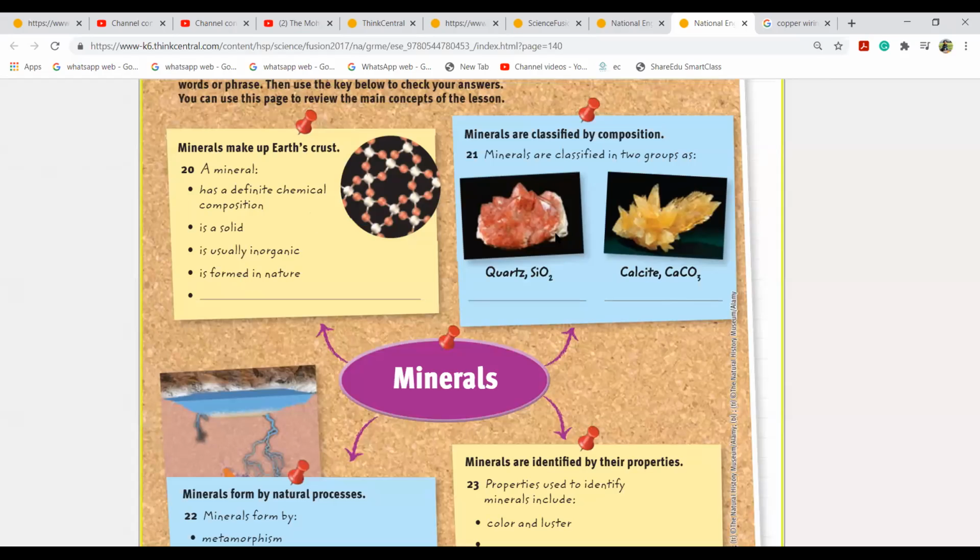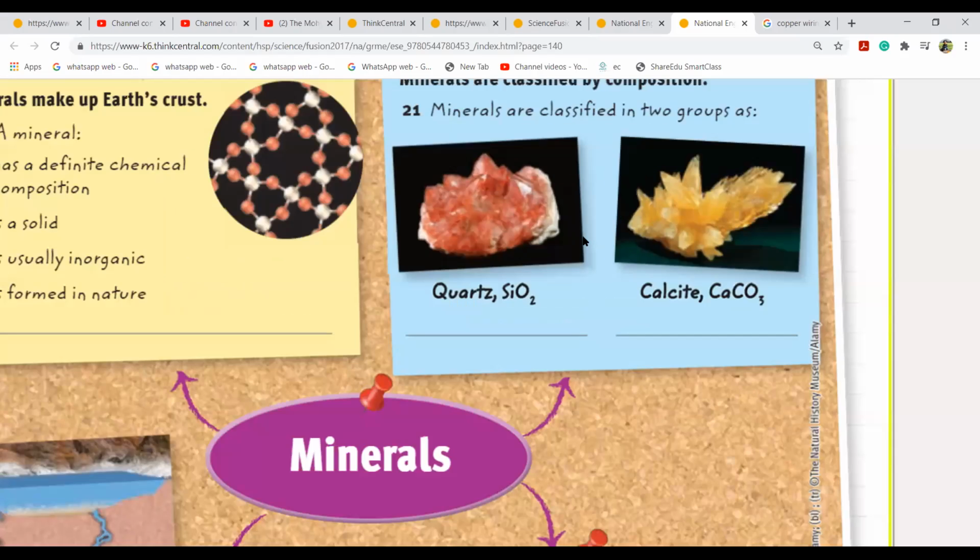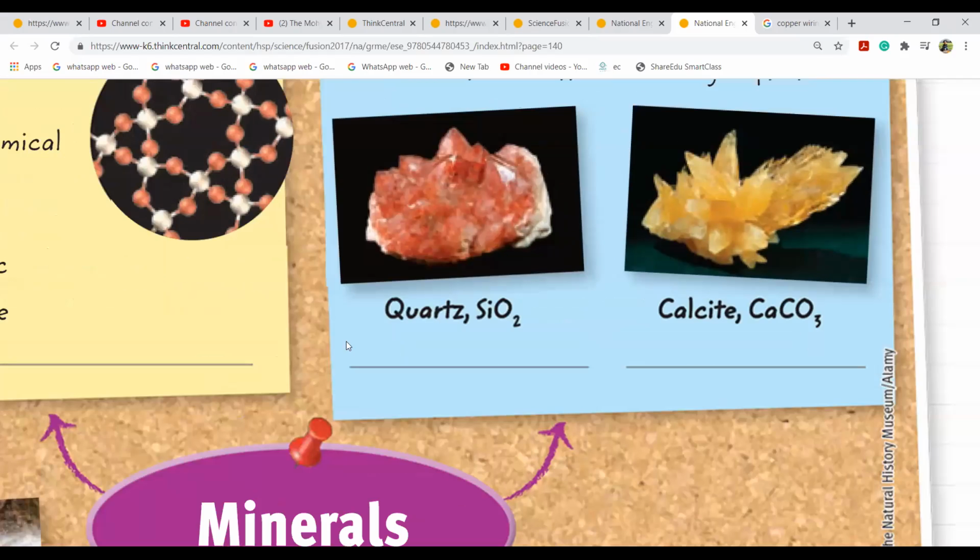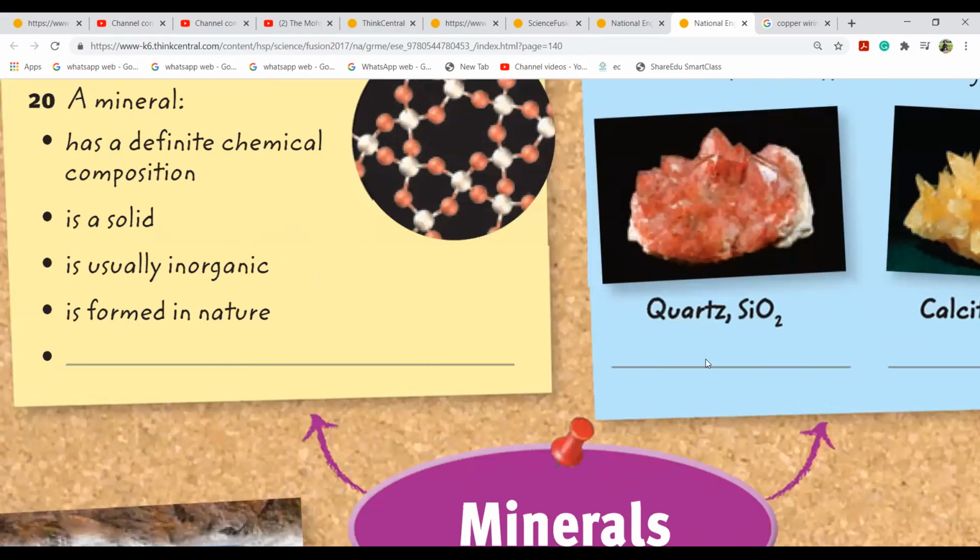Next, minerals are classified into 2 groups. Girls, tell me which one is silicate and which one is non-silicate. Zishan, which one has silicon and which does not have silicon here in this picture? Quartz, does it have silicon? Yes. So this is silicate. And calcite, does it have silicon? No. There's no Si in the formula. So this is non-silicate.